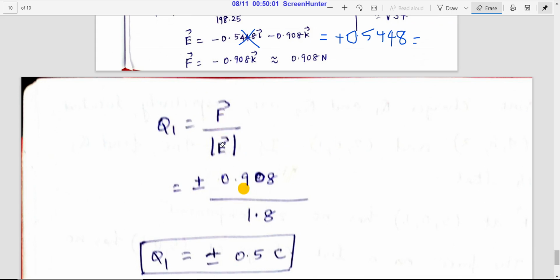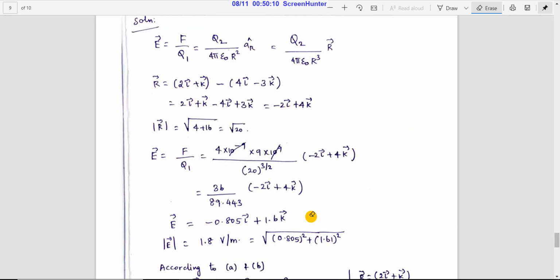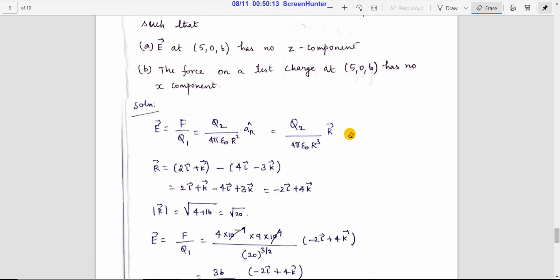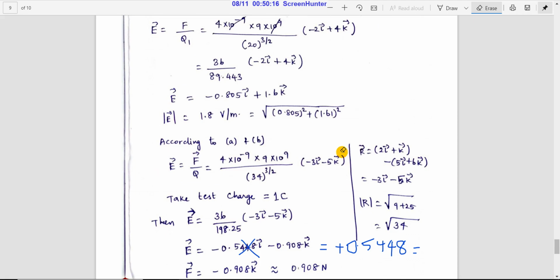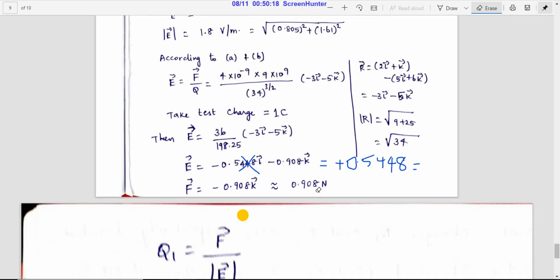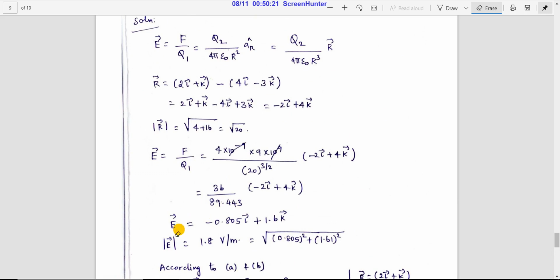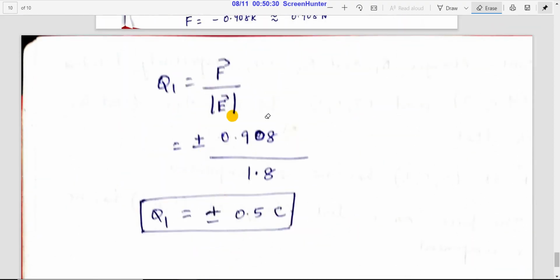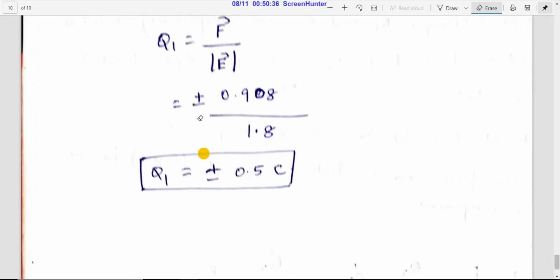So if you make these two things, then you will be getting the answer as 0.908 divided by the electric field, which is due to this particular charge density only. So why can we find out this electric field? In order to find out this force value only, we have to find out this particular value. Then this particular electric field has to be taken into account. So 1.8 volt per meter; the force value is 0.908 divided by the electric field 1.8, then we will be having the answer as 0.5 coulomb.